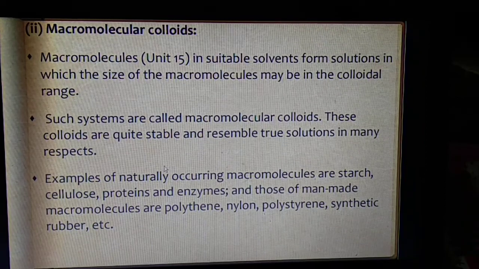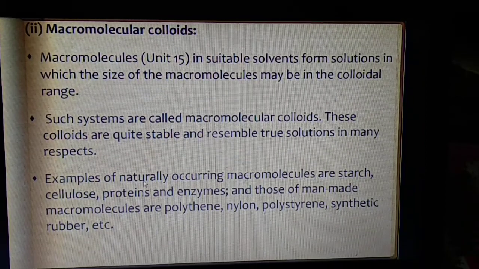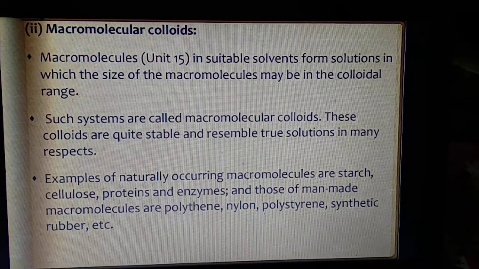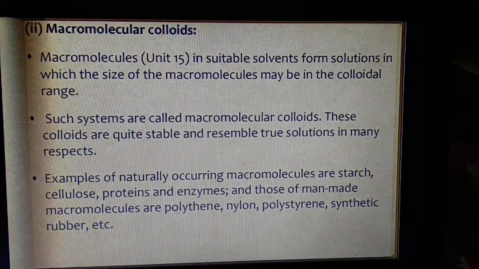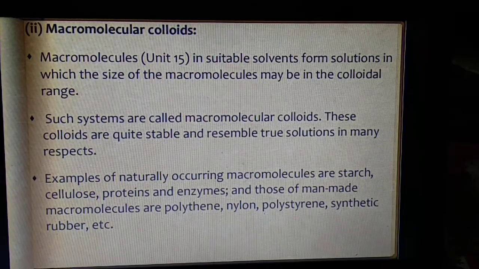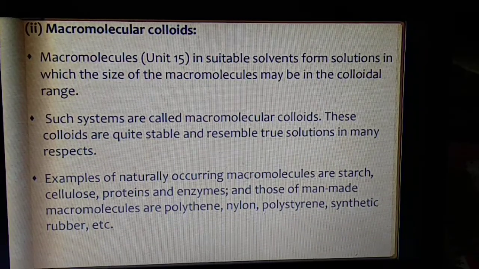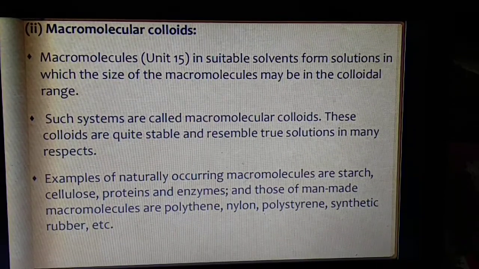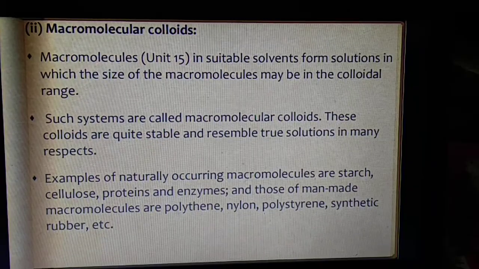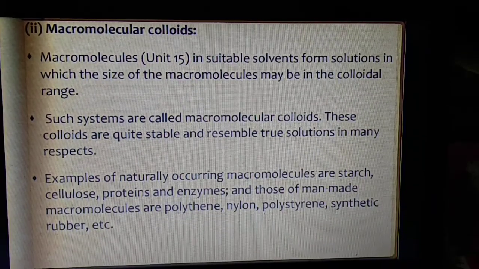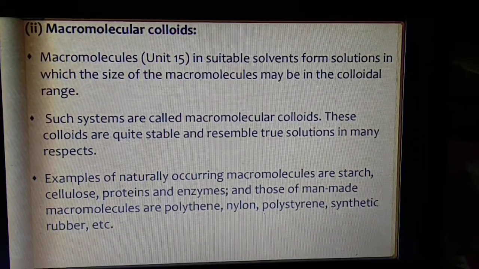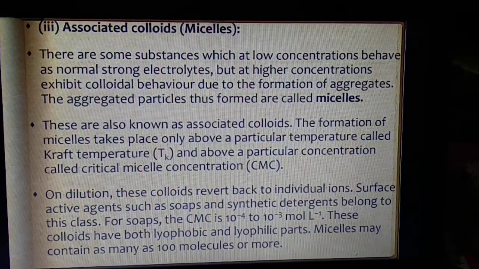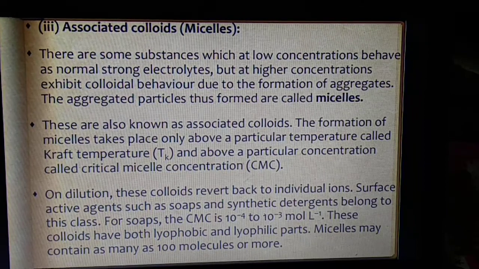Examples of naturally occurring macromolecules, students. Tell me, students, what are the examples of macromolecular colloids? Yes, your answer is absolutely correct. That is starch, cellulose, proteins, enzymes, and those of man-made macromolecules are nylon, polystyrene, synthetic rubber, etc. These are the examples of macromolecular colloids.